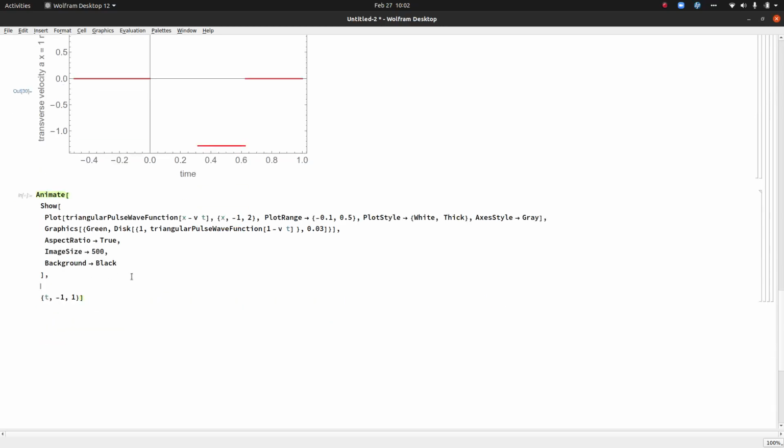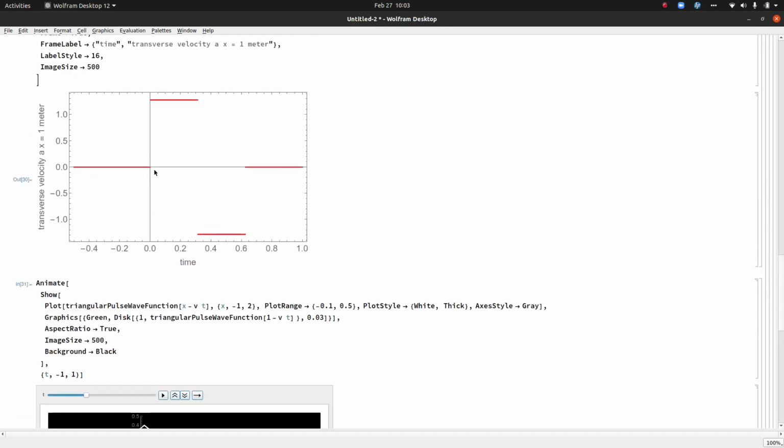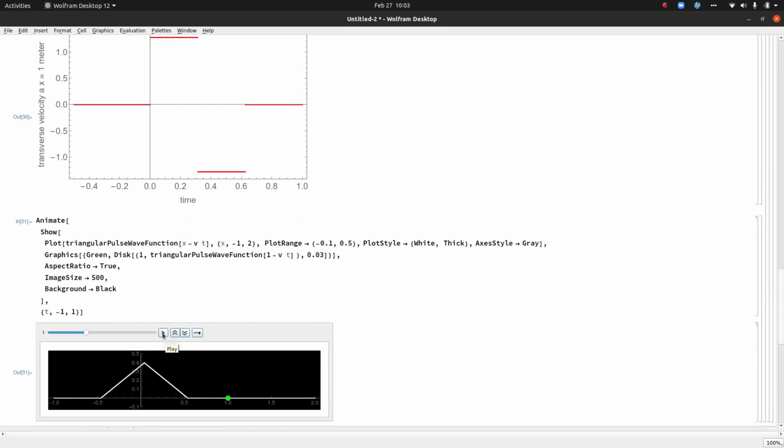Now, we can make that a little bit easier to see by plotting our wave pulse with a graphic that actually highlights what that point on the string is doing. So you can see, let me pause that here. We're going to be watching that green point, and you'll see exactly what happens here. The green point has 0 velocity before the wave pulse gets there. Then when the wave pulse does get there, it goes up with a constant velocity.